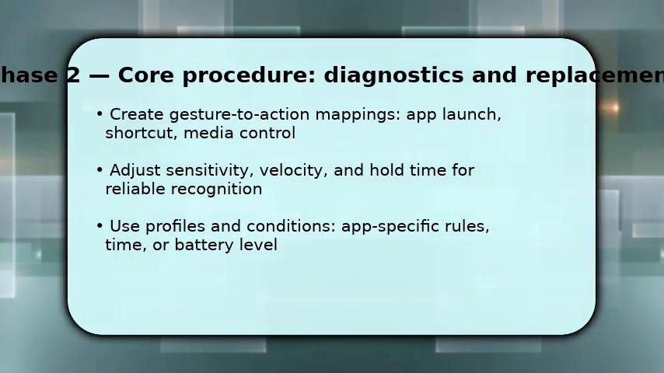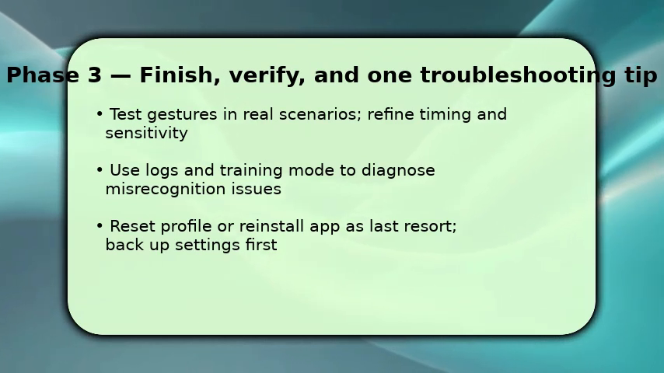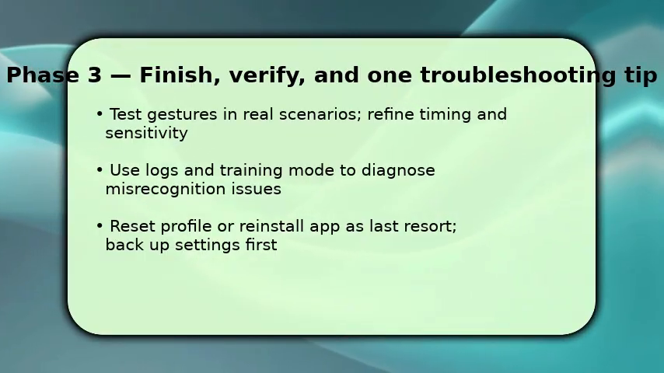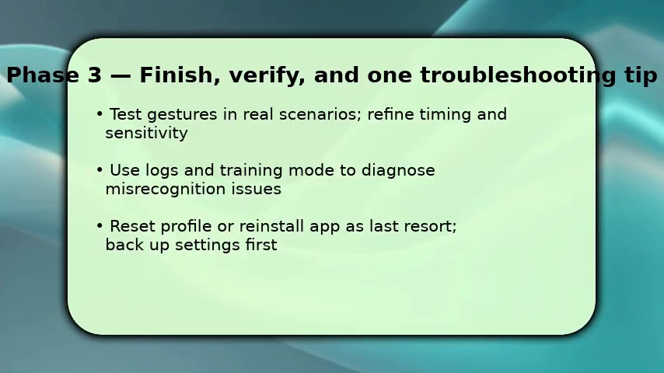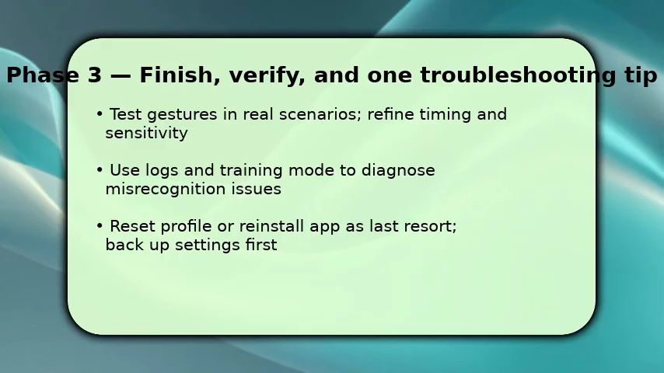Finish by testing gestures in real use, home screen, while in apps, and during media playback. If a gesture fails, open training mode and repeat the gesture to improve recognition. Logs will show mismatches so you can adjust sensitivity or change the gesture.